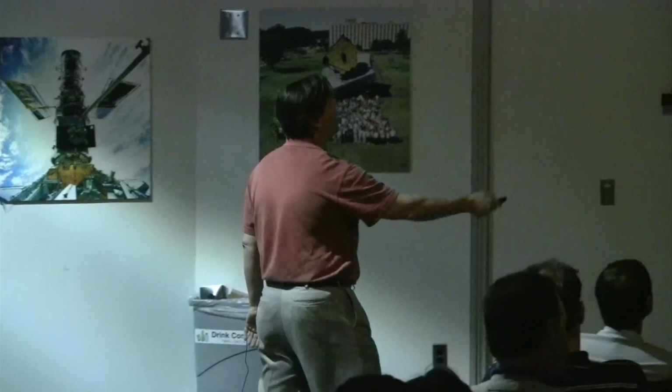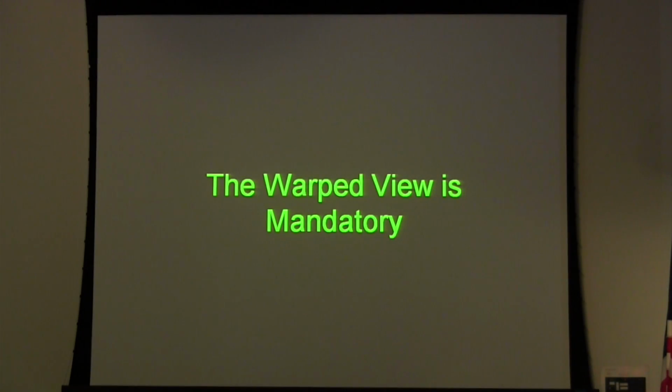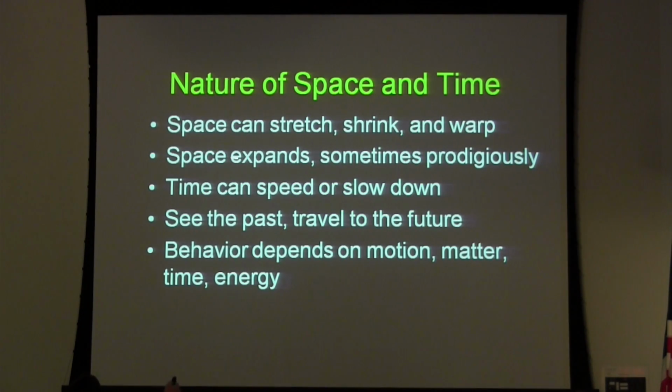All right, so what I really want to get across to you guys today is that this warped view of time and space is not just some idea that's out there that you might want to consider, but it's actually part of a fundamental structure of the universe. Because space can stretch, space can shrink, space can warp. I didn't cover this, but the expansion of the universe means that space does expand. Time can speed up or slow down.